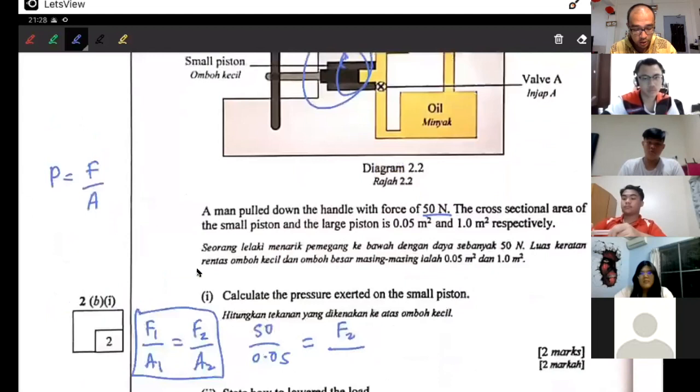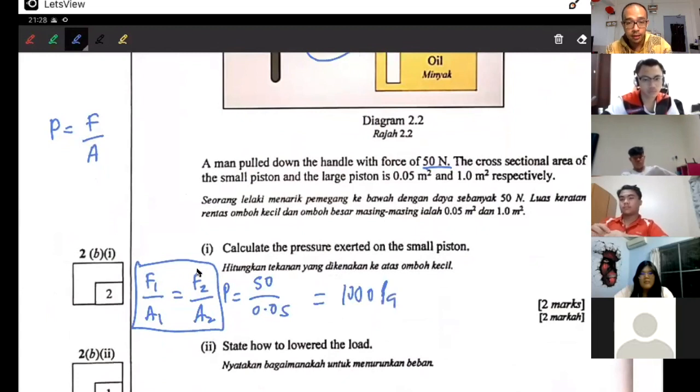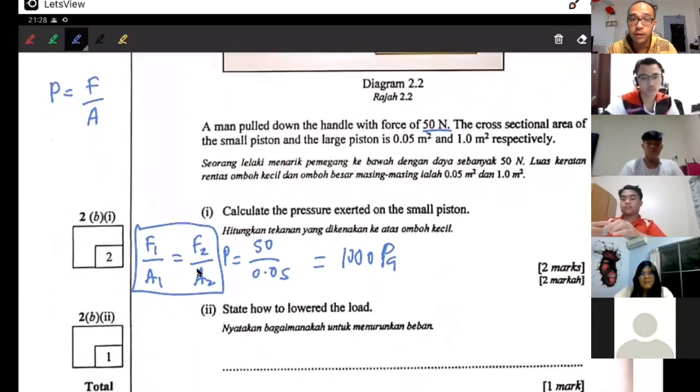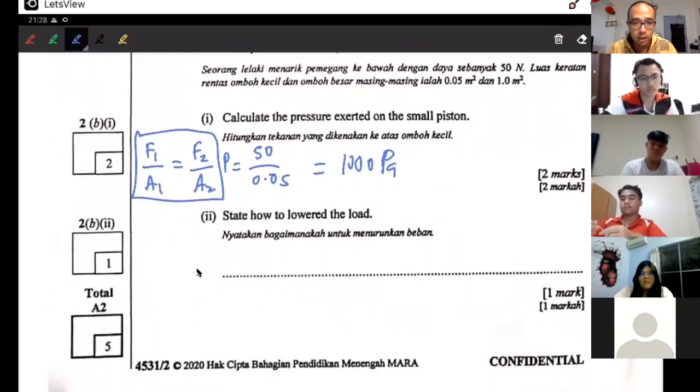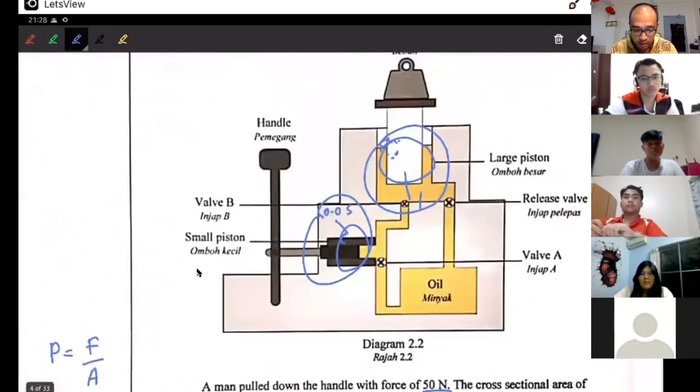Small piston. Sorry. So the pressure is F over A. Sorry. Pressure is F over A. So you get 50 divided by 0.05 and the answer over here will be 1000 Pascal. Yeah, Pascal, the standard unit for pressure. Oh, they didn't tell us, right? Oh, they didn't ask you to calculate the load.